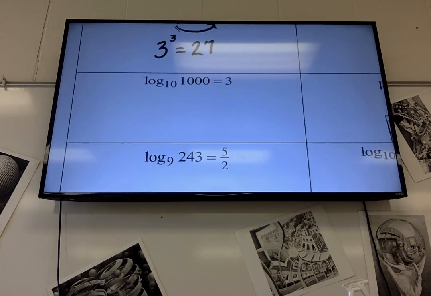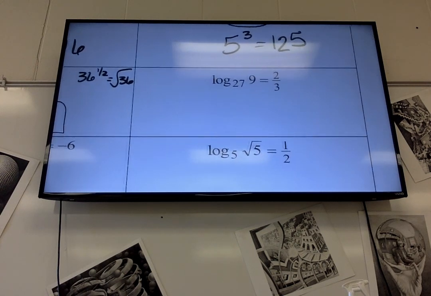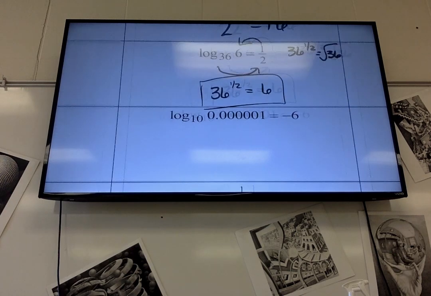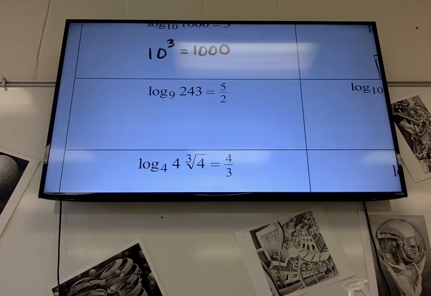All right, Cameron, give me this one. 10 to the 3rd equals 5. Yep. We did that one. Jenna, let's do this one. 27 to the 2/3 equals 9. Yep. Good. Justin, this one. I got 9 to the 5 over 2 equals 243. Yes.